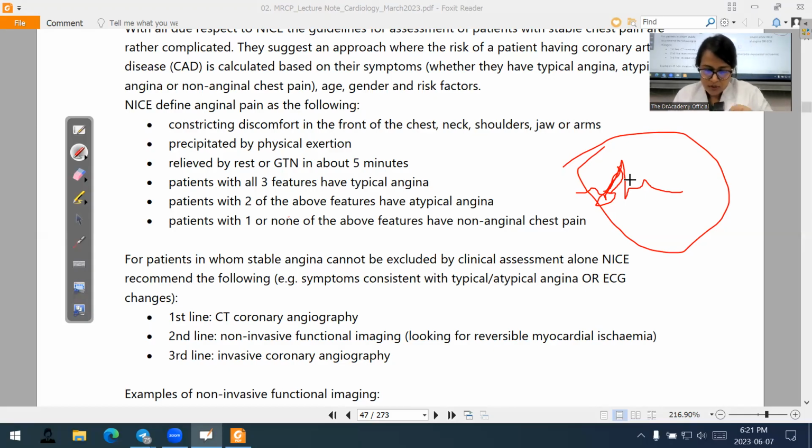Where's the long QT question? Sorry, just give me a second. Parkinson, okay, long QT, the next one, yes.